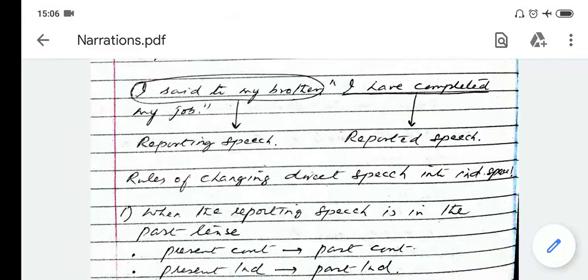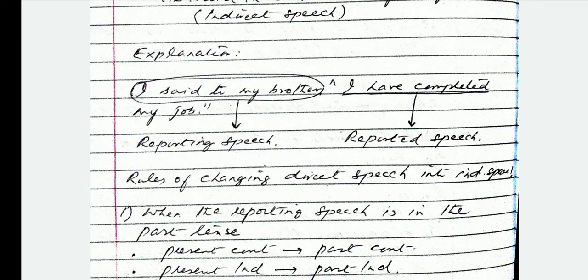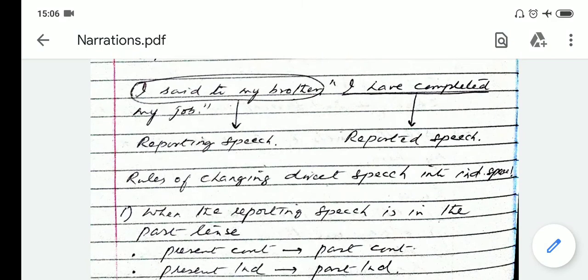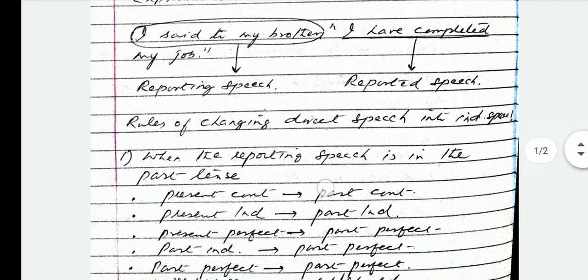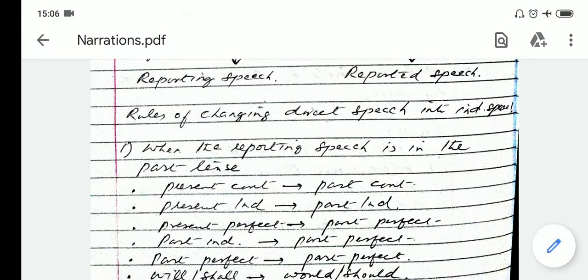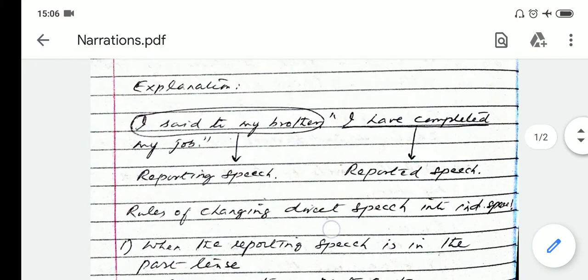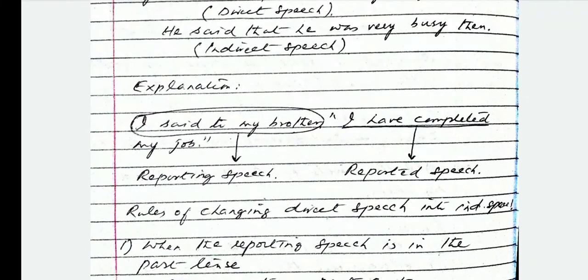Let's take the same example. I said to my brother, कौन सा tense है? Past tense, past indefinite है. हमने ये नहीं देखना कि past indefinite है क्या है. This is in the past tense. The reporting speech is in the past tense, and the reported speech is in present perfect tense. And we can see that the rule is that the present perfect tense, bullet number 3, will change into past perfect tense. I told my brother that I had completed my job. Have will change into had.